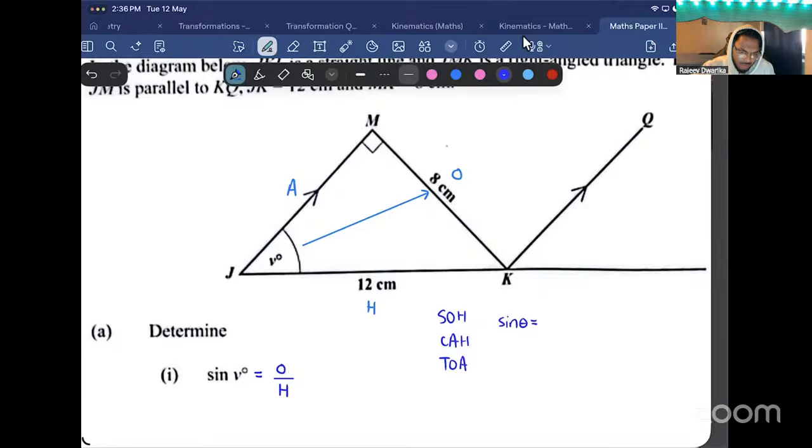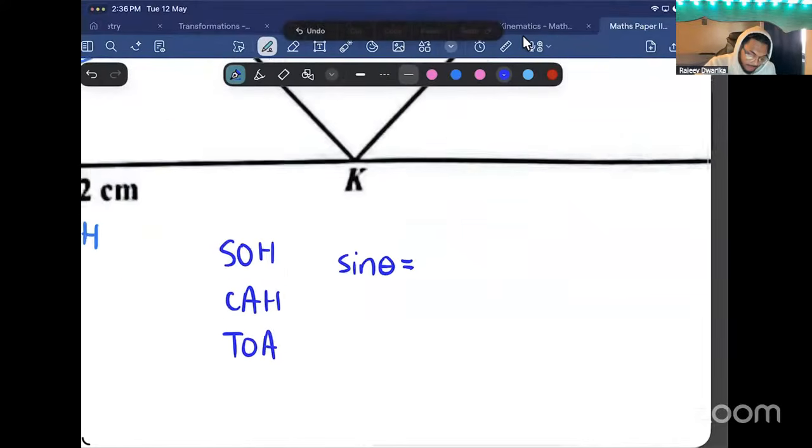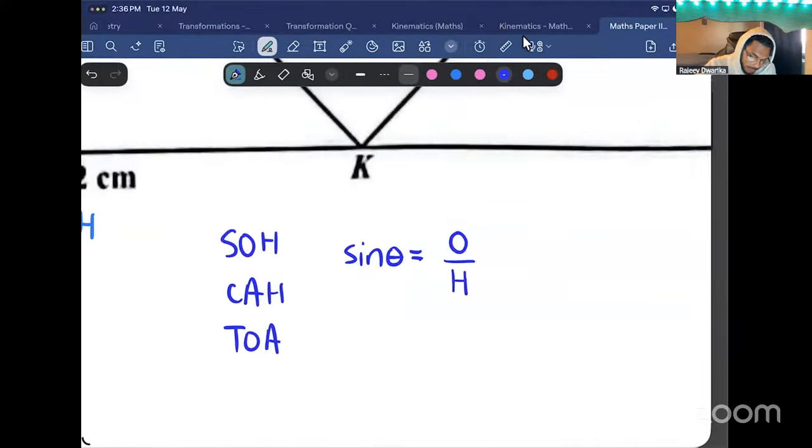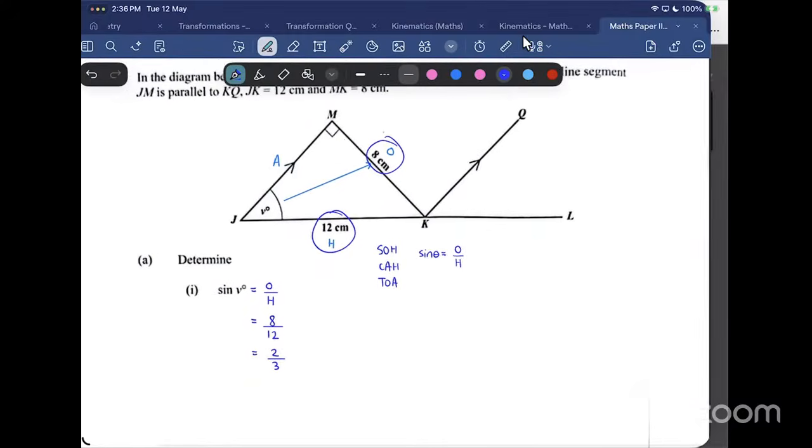So sine theta would be what over what? Somebody tell me. I'm waiting, guys. I see Nikolai raise your hand. Oh, 8 on 12. Yeah, sine theta is opposite over hypotenuse, guys. We know the opposite is 8, and we know the hypotenuse is 12. We could reduce that to 2 over 3, I believe. Did you all get that?